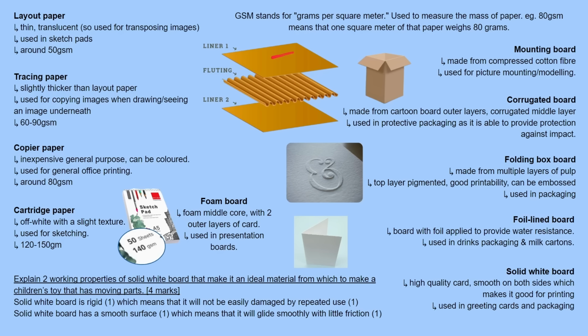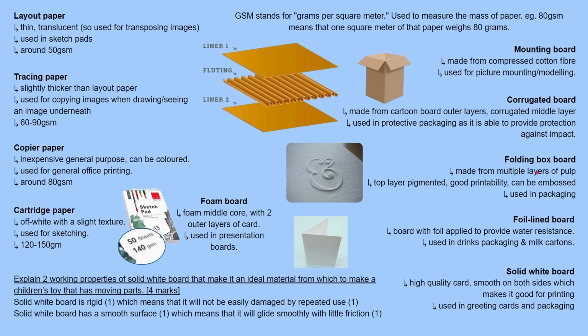So this has the two sort of thinner layers of card on the outside. And then this fluting is the main thing that gives its strength, because although the fluting can be compressed downwards, it's strong upwards because of all the ridges it has. So cardboard is strong in one direction, weak in the other. It's used in protective packaging as it's able to provide protection against impact. So like when you're moving house, the boxes and stuff are made from corrugated board.